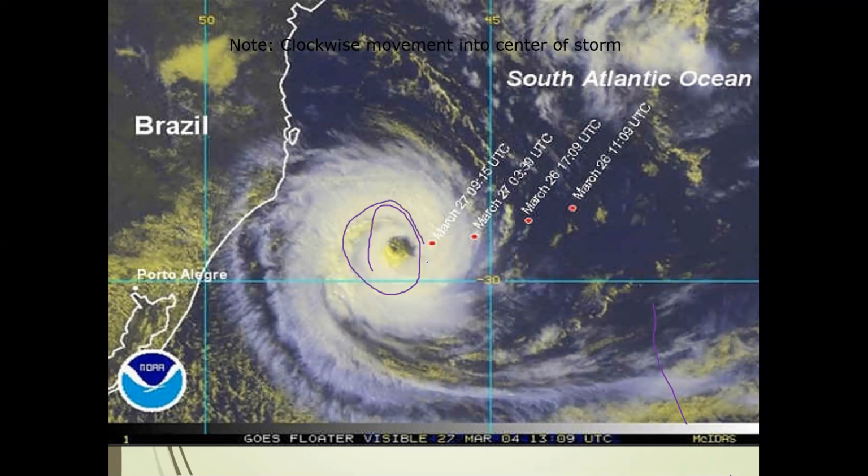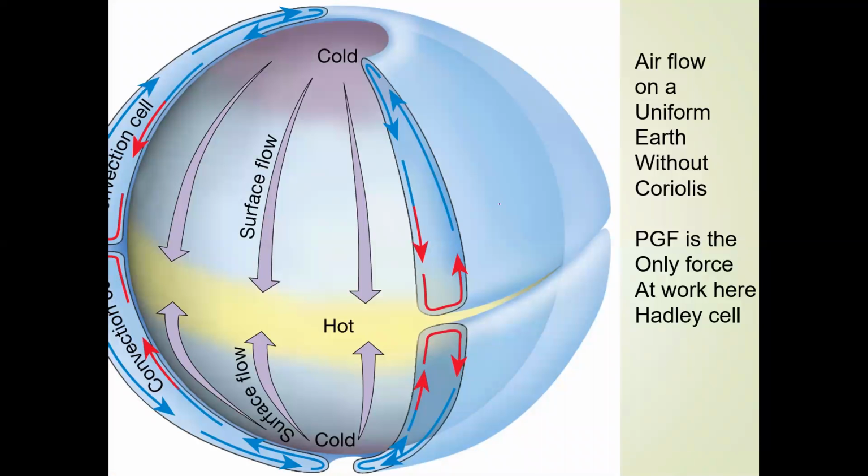Clockwise, like the hands move on a clock, clockwise. Here are the rain bands moving clockwise into the center of lowest pressure. All right, so this is airflow on a uniform Earth without Coriolis. Air would move from high to low.